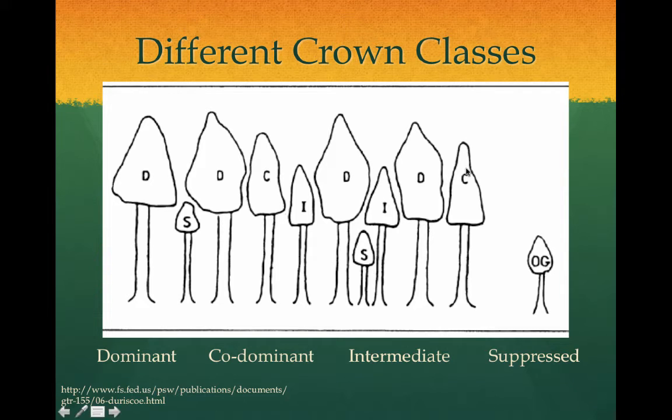So we have our different crown classes, and this is a great example to look at this stem exclusion phase. We see certain individuals are dominant, certain individuals are at a competitive advantage. Other individuals are not at that competitive advantage. They're suppressed. They're not able to take advantage. They have less growing space available to them right now.